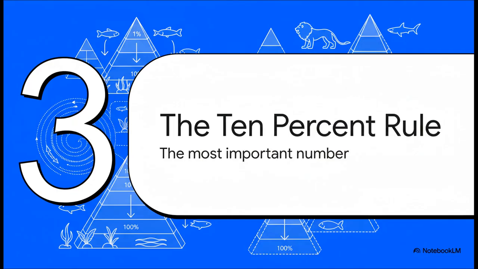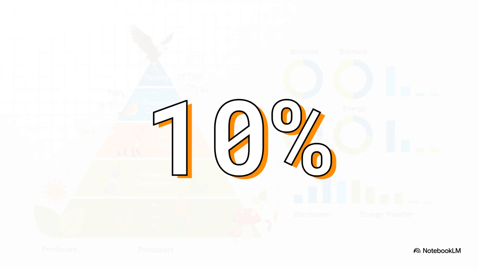Yeah, that massive drop-off isn't random at all. It actually points us to the single most important concept in this entire topic, a really simple rule that explains exactly why these pyramids always look like, well, pyramids. 10%, that's it. That is the magic number. If you remember literally nothing else from this, remember 10%. It's the key to everything.